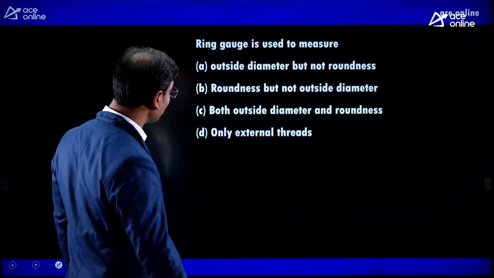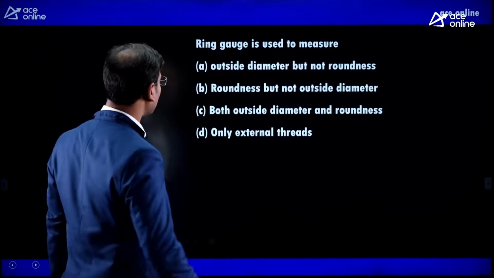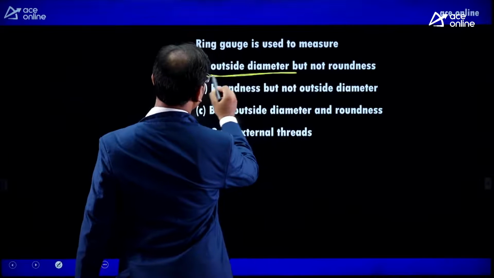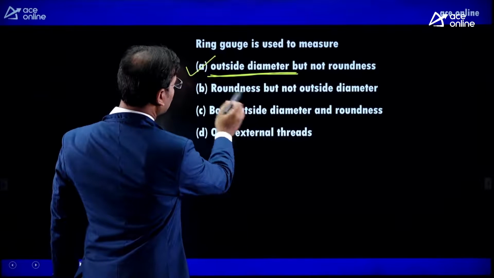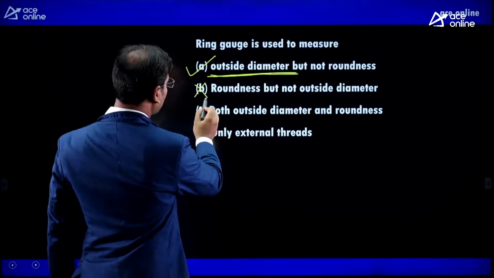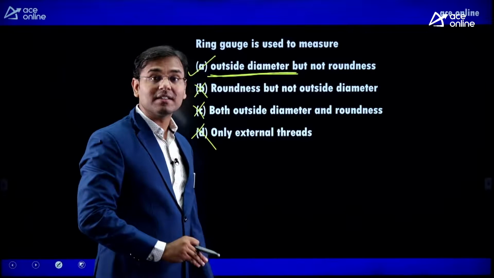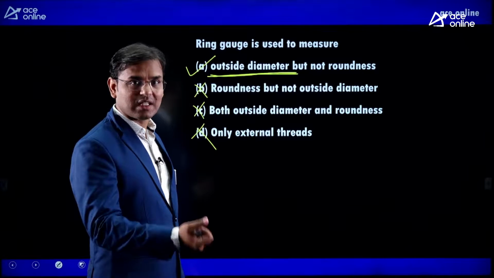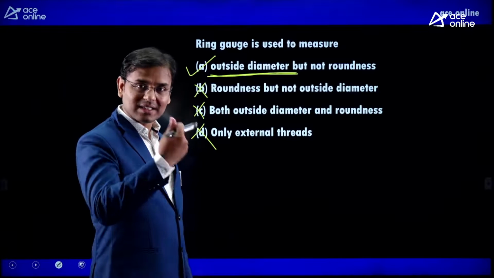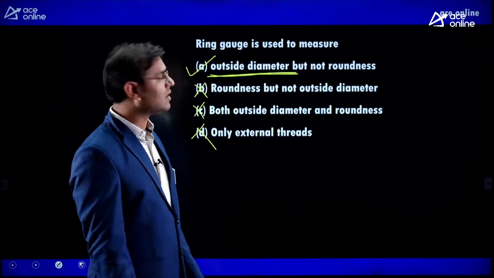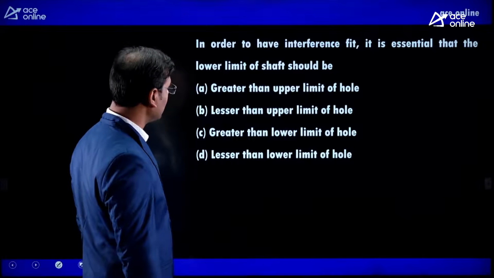Next, ring gauges are used to measure. Plug gauges are there, ring gauges are there, and ring gauges are used to check the diameter, but not roundness. Here you can see the options: roundness but not outside diameter, both outside diameter and roundness, only external threads. No, this is not for threads. Ring gauges are used to measure the outside diameter of a shaft, meaning the ring gauge is going to enter over that shaft. Then outside diameter but not roundness is the correct answer.